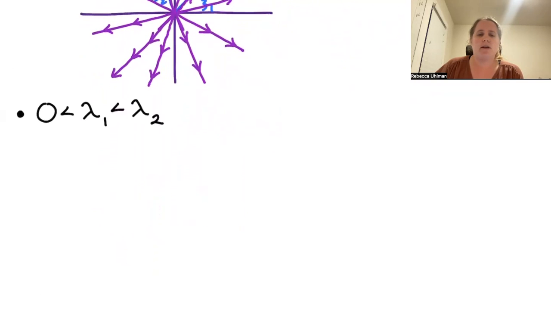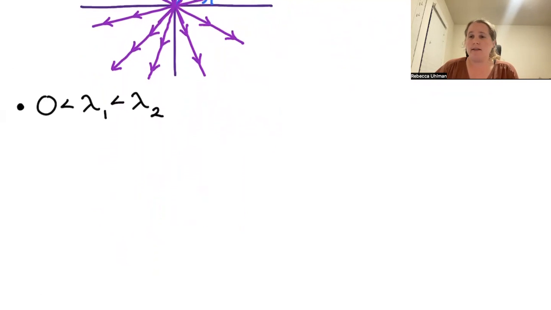Next up, we will look at the case where lambda 1 is less than lambda 2, both being positive. So again, we will have general solution.